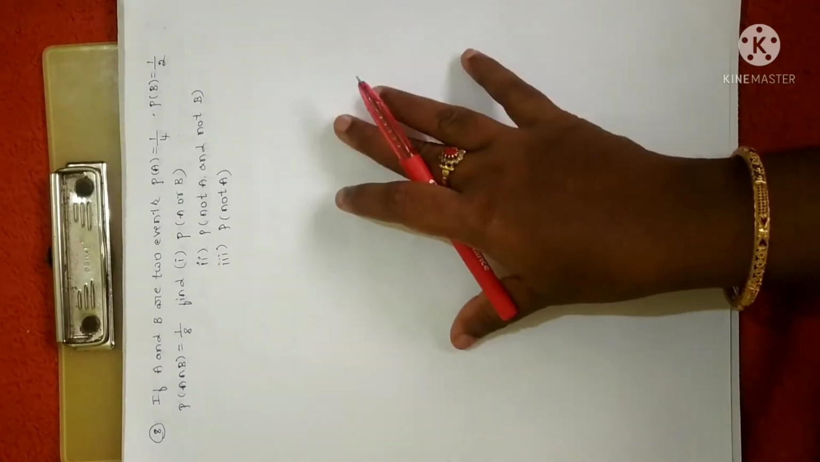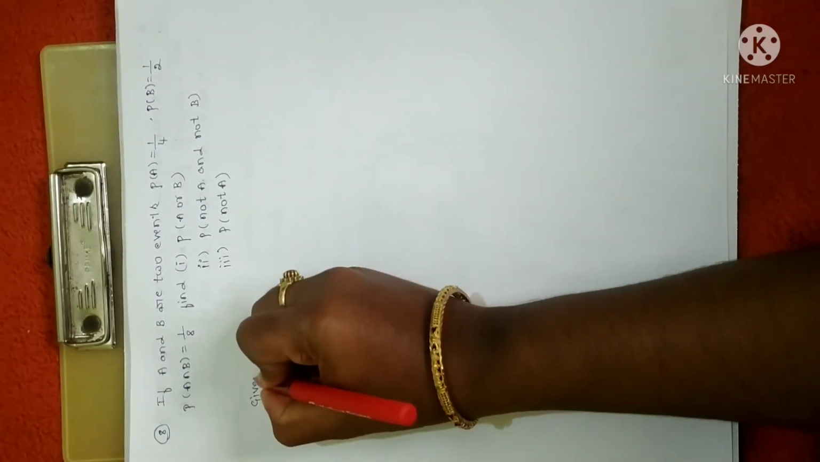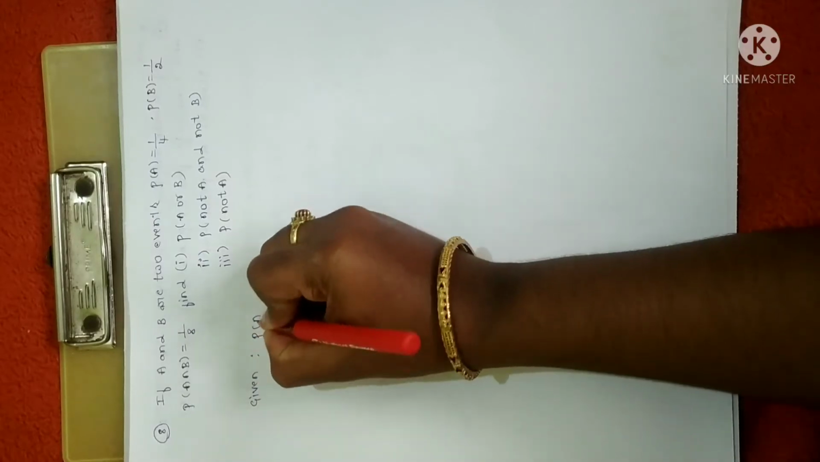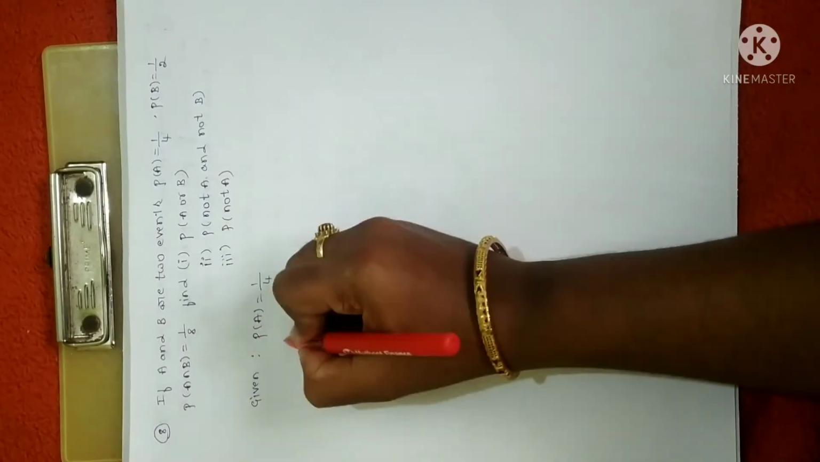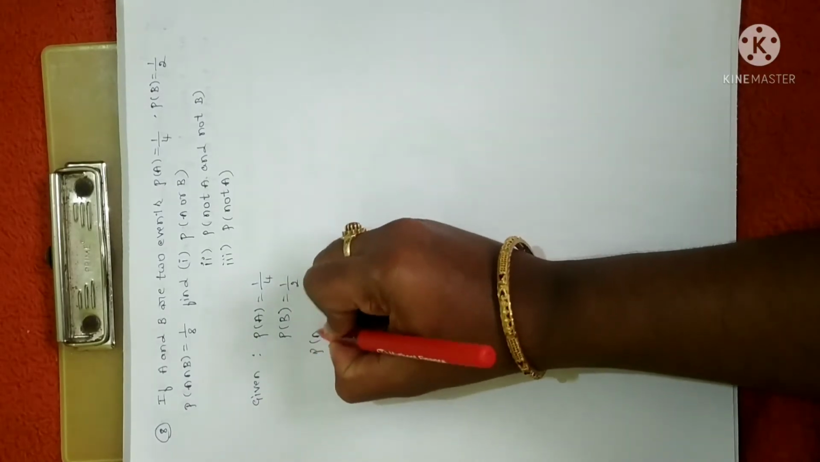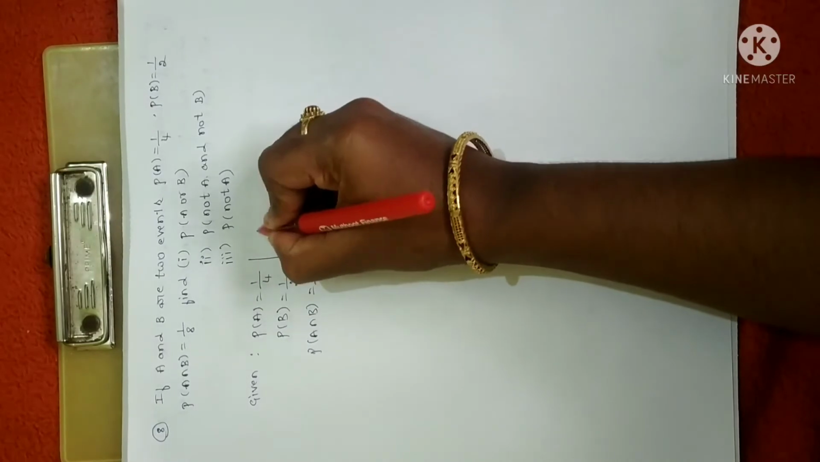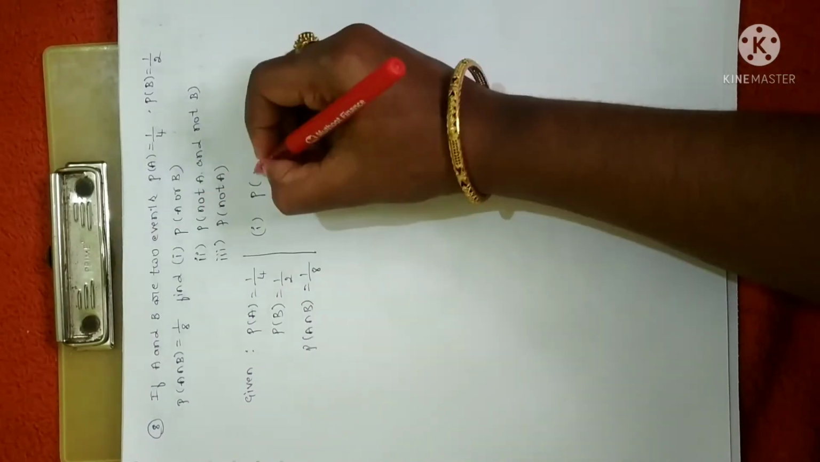So here is the problem. First, let me write down the given data. Given data is probability of A is equal to 1 by 4. Similarly, probability of B is equal to 1 by 2. Probability of A intersection B is 1 by 8. Fine. First what we have to find is probability of A or B.